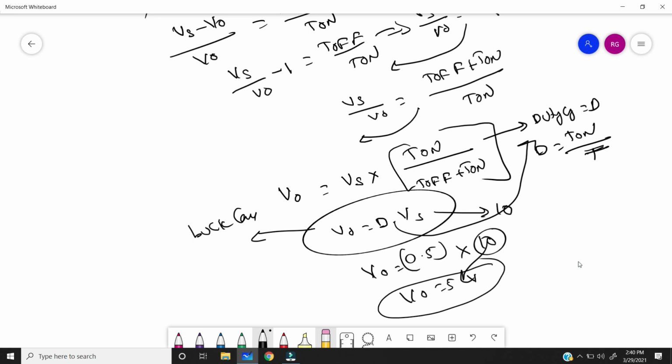Don't forget, our duty cycle must be less than 1 only, okay? Then only we can decrease the voltage from 10 to any value. For example, if you take D as 0.25 and Vs is the same, what will happen? V0 is equal to 0.25 into 10, that is equal to 2.5 volts. This is how we are converting the high voltage into low voltage. That is the buck converter operation.